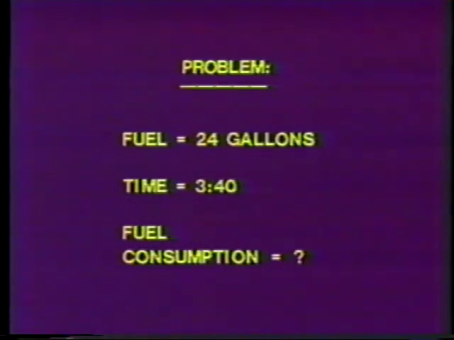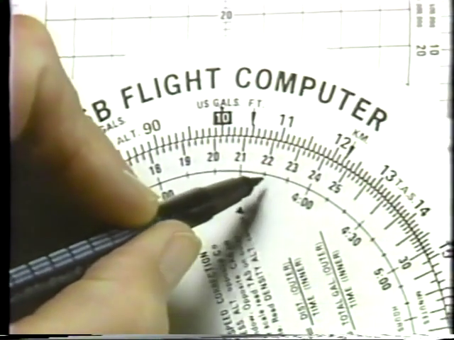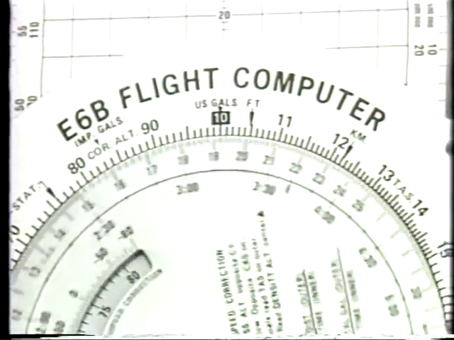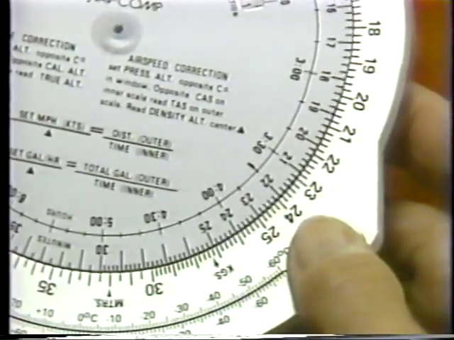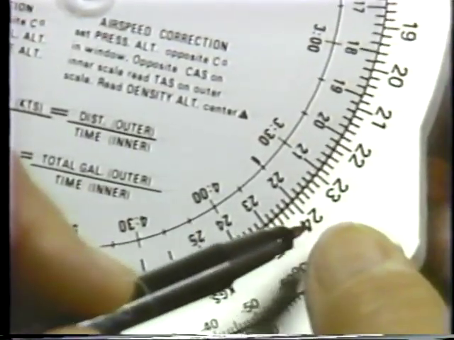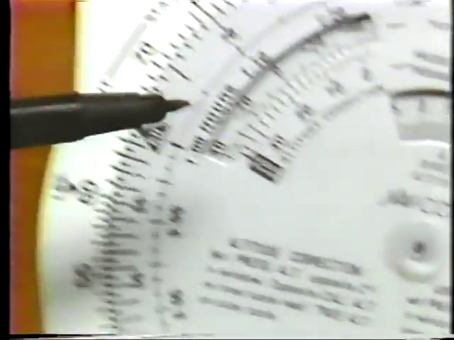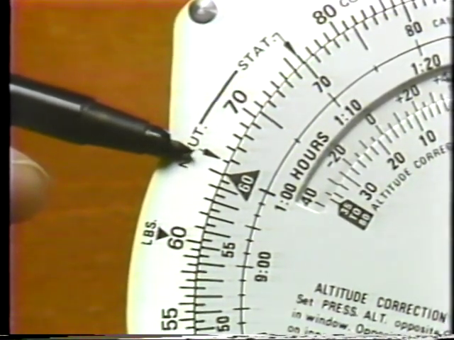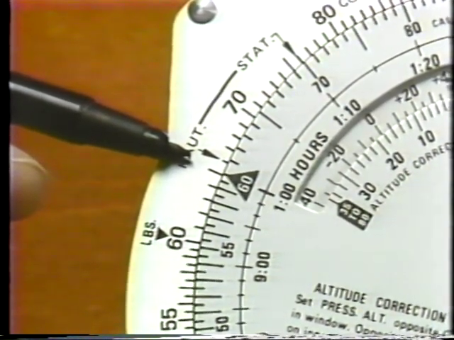Let's do one more rate of consumption problem. We topped our tanks at the close of our flight with 24 gallons. Our flight was 3 hours, 40 minutes. What is the hourly consumption of fuel? Locate 3 hours, 40 minutes on the C scale. Set this below 24 gallons on the A scale. Find the rate arrow and read outward on the A scale the rate of 6.5 gallons per hour.